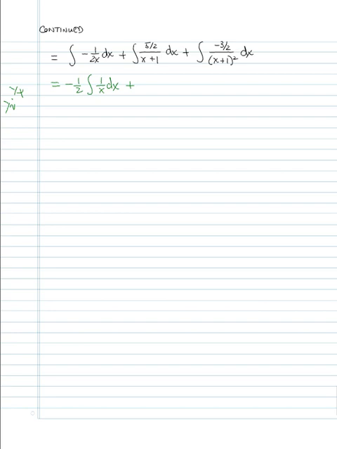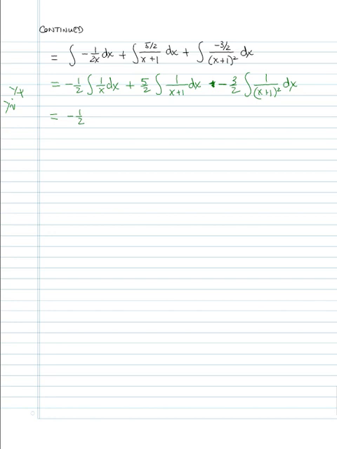And notice in this second integral, that constant of 5 over 2 in the numerator, I can think of as 5 over 2 times the fraction 1 over x plus 1. So I'm going to factor out the 5 over 2, and I'll just have the integral of 1 over x plus 1 with respect to x. And then in this particular integral, I'm going to factor out a -3/2. So I'll say minus 3 over 2 times the integral of 1 over (x plus 1) to the power 2 with respect to x.